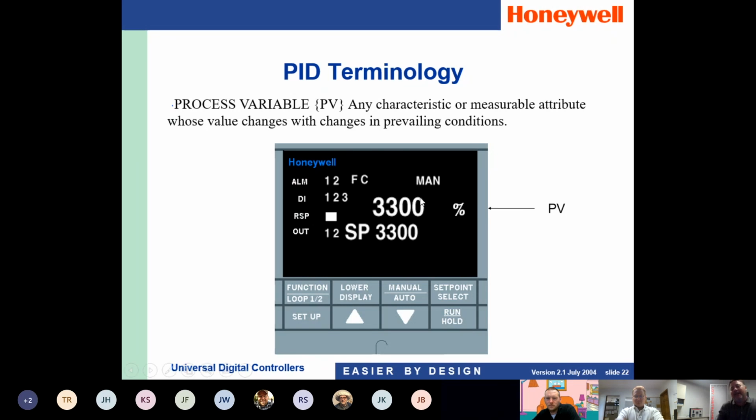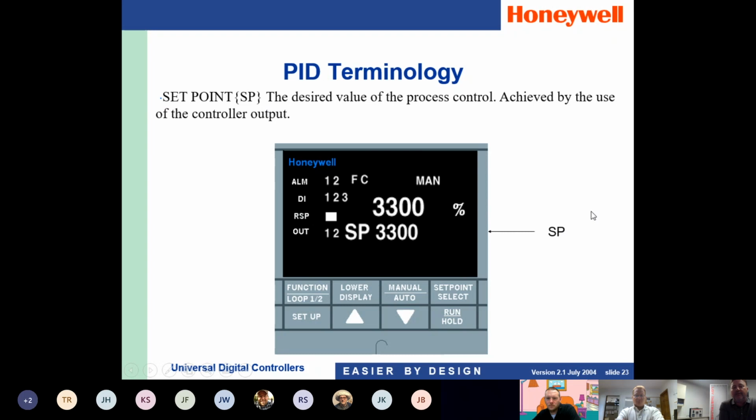On the thermostat, this would be your actual temperature that you're seeing. In the industrial environment, this would be your panel-mounted controller or your PLC panel that's actually showing the actual temperature. This is known as the process variable.